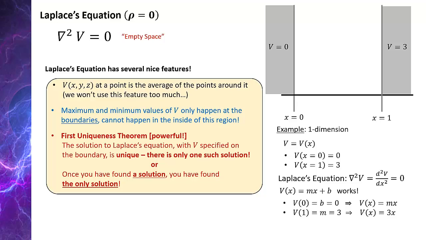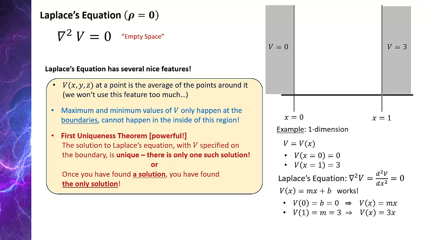Well, I need to solve this equation subject to my boundary conditions. What I'm going to do is just guess something that I think works. So for instance, v of x is mx plus b. If I take the second derivative of that, I always get 0, regardless of what m and b are. So that looks like it's going to work as a solution of the second derivative of v equal to 0.